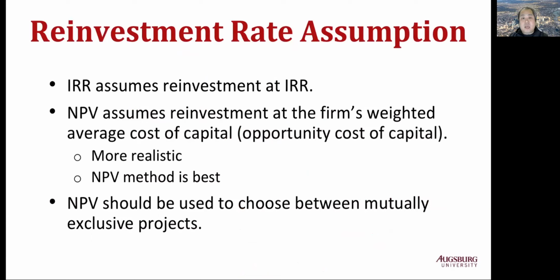Another issue of IRR is the wrong reinvestment rate assumption. IRR assumes reinvestment at the IRR, and NPV assumes reinvestment at the required rate of return, which is the firm's weighted average cost of capital or opportunity cost of capital. Which one is more realistic? There's no reason that we should reinvest at the IRR, which is just an individual internal rate of return. The firm's cost of capital is a better assumption as a reinvestment rate. So NPV is better.